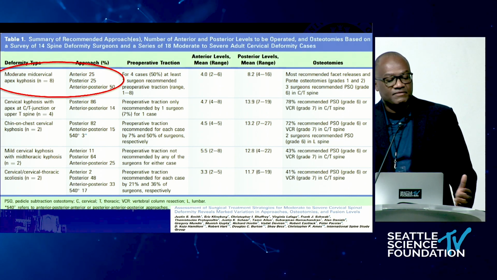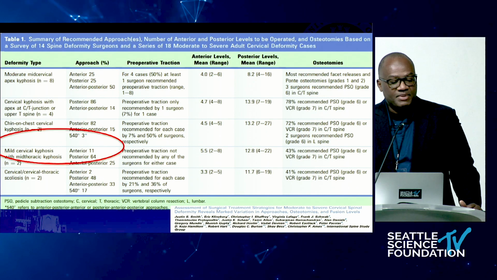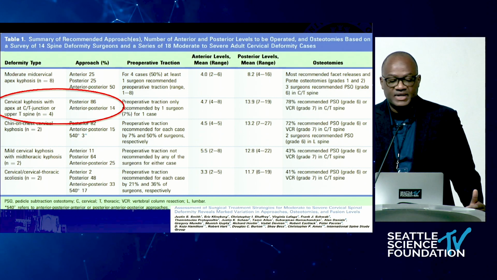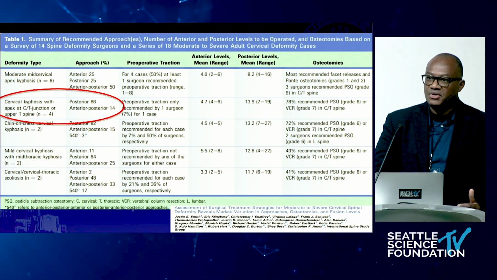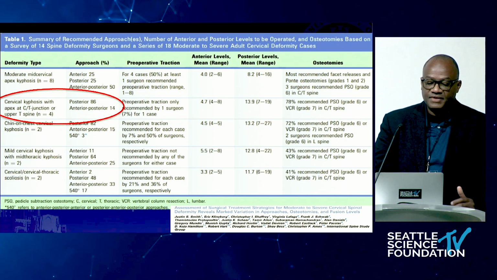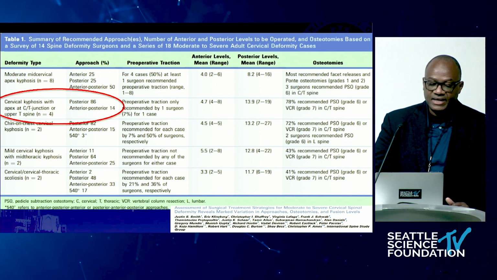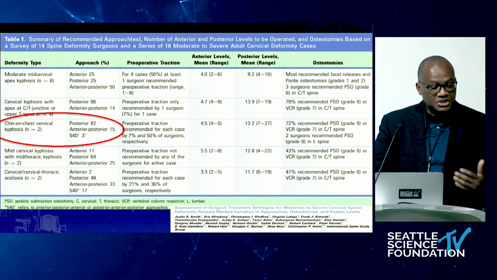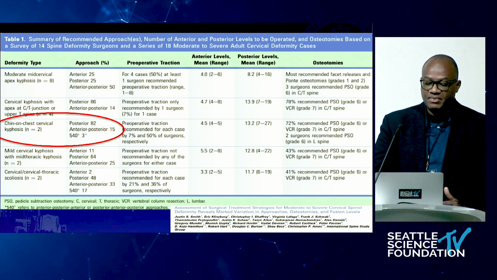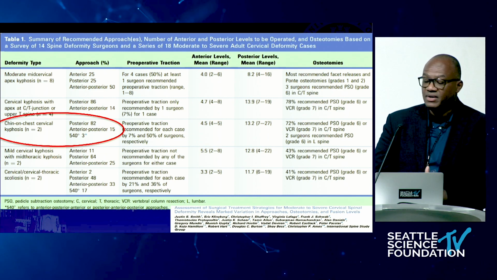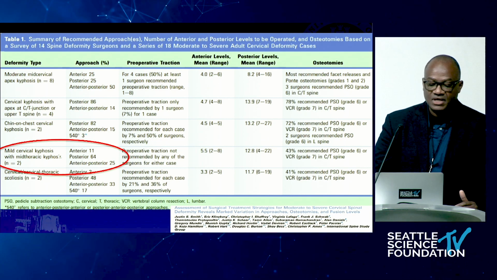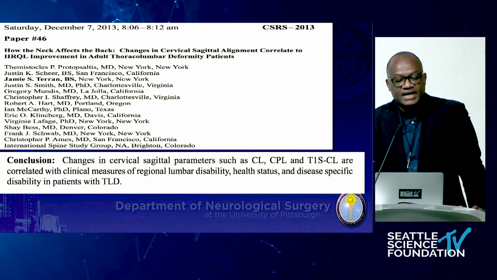Anterior versus posterior versus combined, but then as you move up into bigger deformity, you're looking at cervical kyphosis with the apex at a CT junction, mostly posterior, as Dr. Chapman mentioned, anterior posterior in 14% of the cases that they did, versus people with chin on chest, where it's really powerful, with even 3% of them going as far as a 540 scenario, versus those who have mild cervical kyphosis, where it could be mixed. So the techniques are evolving.